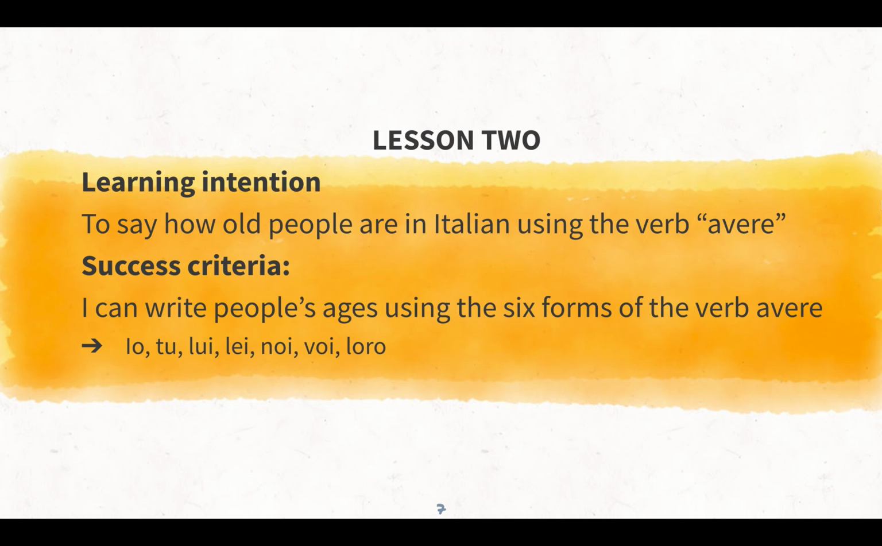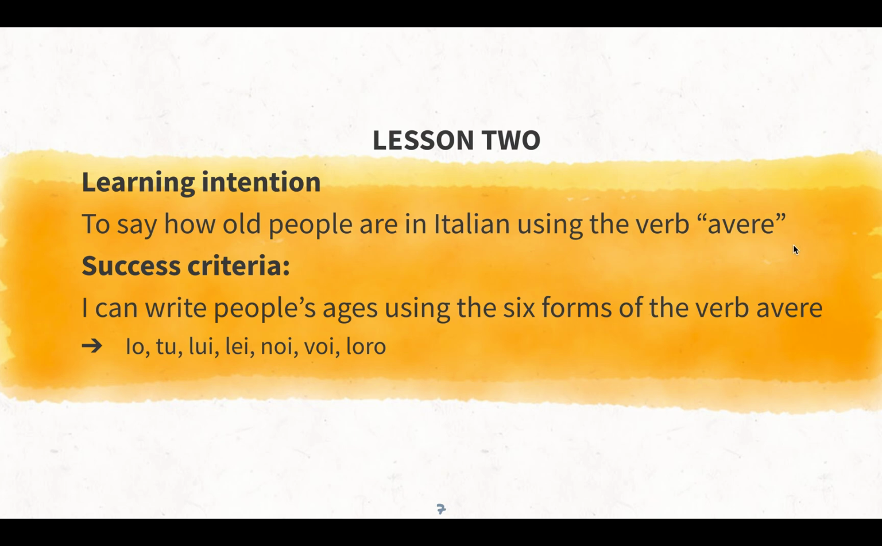In our lesson today, the learning intention is to be able to say how old people are in Italian using the verb avere, which you learnt last lesson, and hopefully you are able to conjugate that and know all the forms of this verb, which means to have.